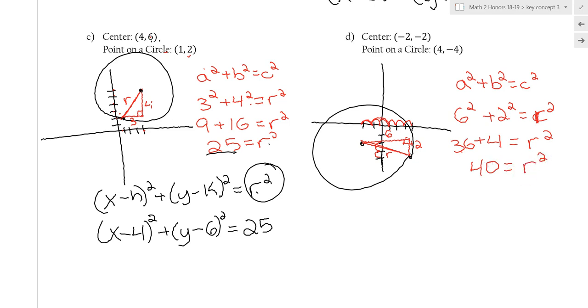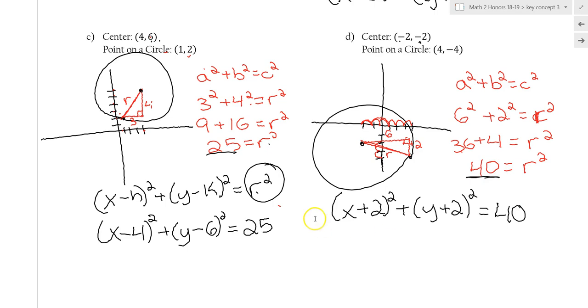Again, this isn't a perfect square. I don't have to worry about doing all our simplifying of radicals, because we are just using r squared. So I have x, the -2 turns to +2. My y here turns to +2. And I'm just plugging in this 40 for r squared. x plus 2 squared plus y plus 2 squared equals 40. And that is it.